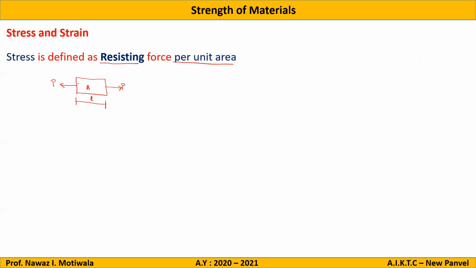So the internal forces will try to resist it, and this internal resisting force acting per unit area, which is resisting the deformation of the object, is defined as the stress. So hope you have got the actual meaning of stress. So again, I repeat, stress is defined as the resisting force per unit area.